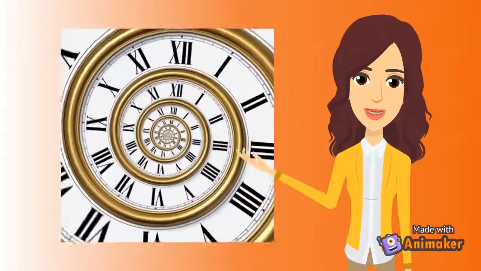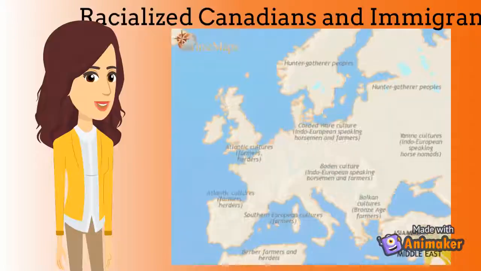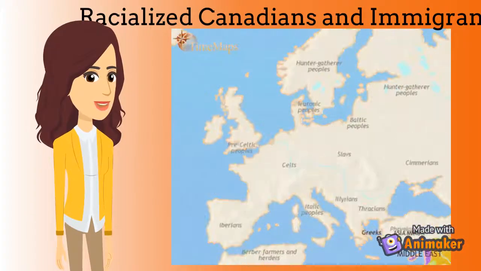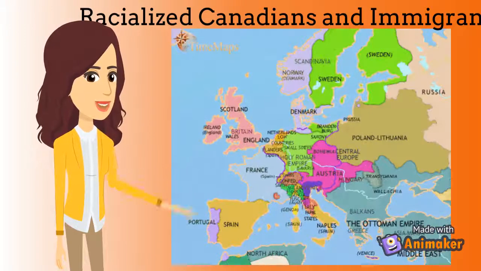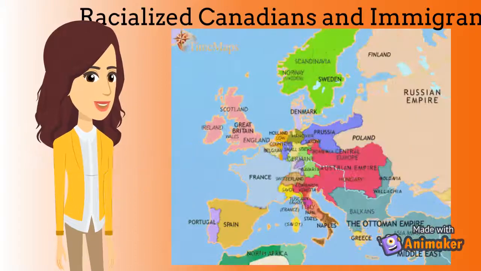Let's turn back time and look at Canadian immigration history. Prior to 1967, nationality was the main criterion for admission to Canada. Eurocentric immigration was encouraged from white Europe and discouraged from the rest of the world.